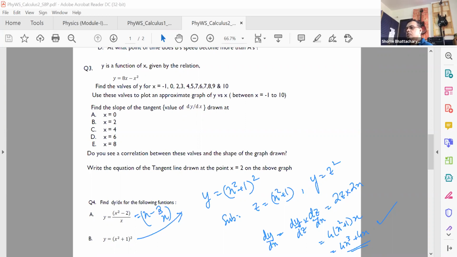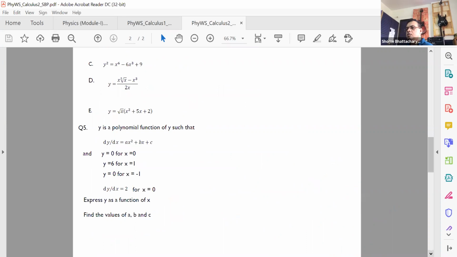Anyhow, just go through this once and let me know if there's anything you want to discuss in this. Otherwise, we'll come directly to worksheet 3, which is the latest one.